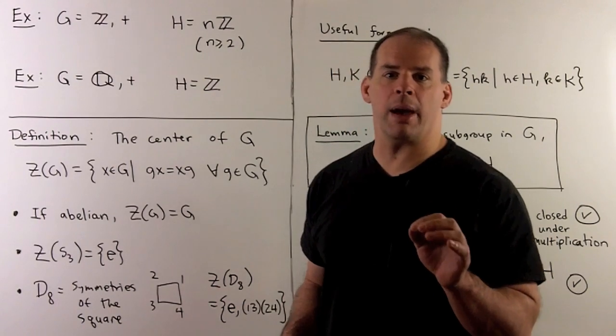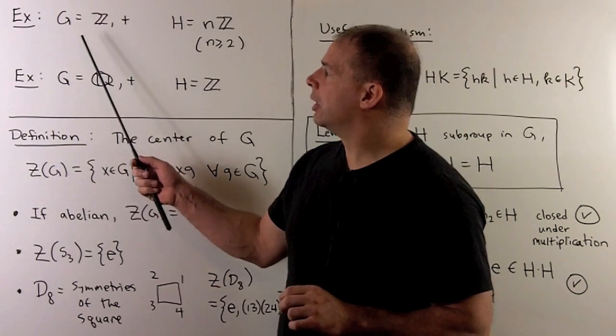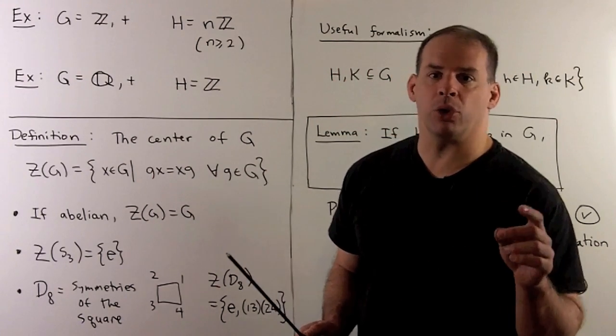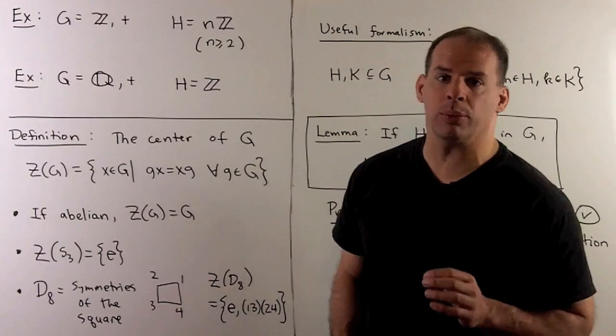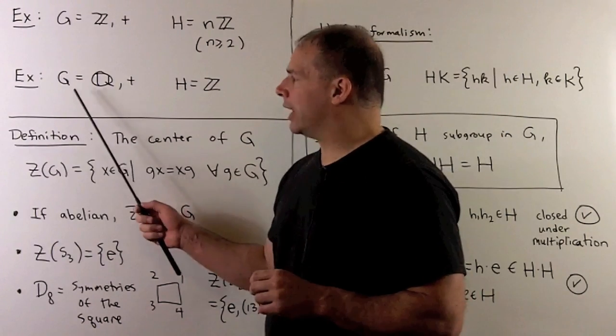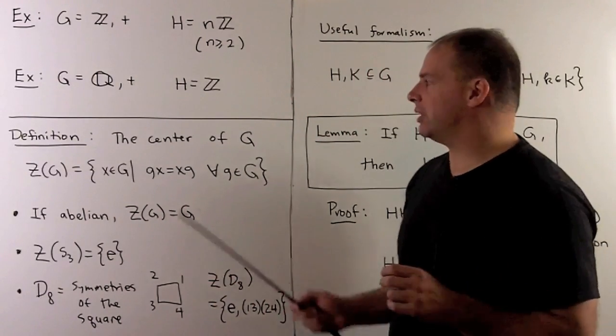For some abelian examples that we'll return to later, first, we'll have integers under addition. For a subgroup, we'll have integral multiples of n for some n greater than or equal to 2. For a second case, we'll let our group be the rationals under addition, and we'll let our subgroup be equal to the integers.